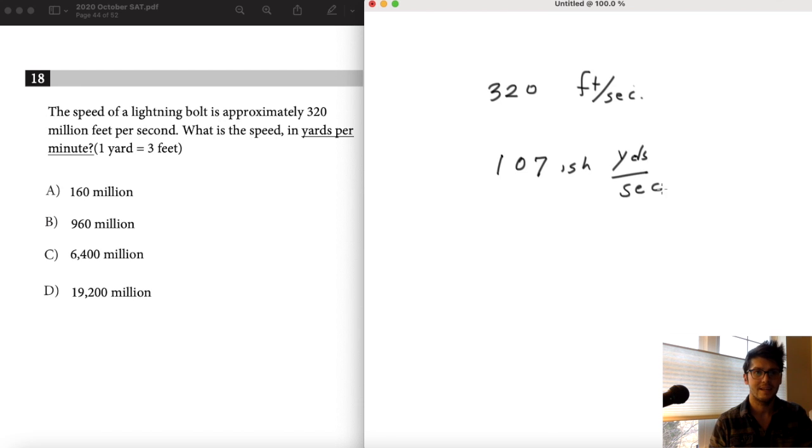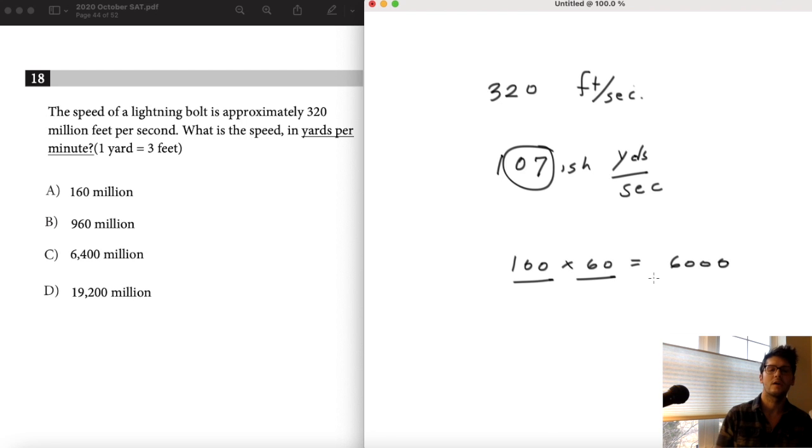And then in a minute, feet per second, 107-ish yards per second. Oh, and then multiply that by 60 to get in a minute. Right? If this is in 1 second, then you figure out what's in 1 minute. Multiply that by 60. So just think like 100 times 60. What is that? That's 6,000. So the only number that's close to that is C, and it makes sense. A little bit more, 107 instead of 100 times 60. So 6,400. 6,400 million yards per minute.